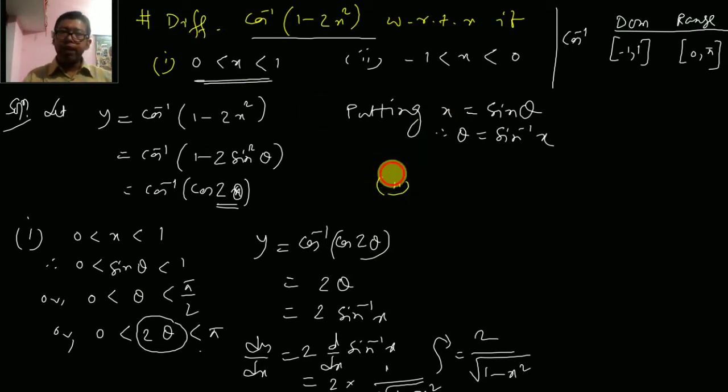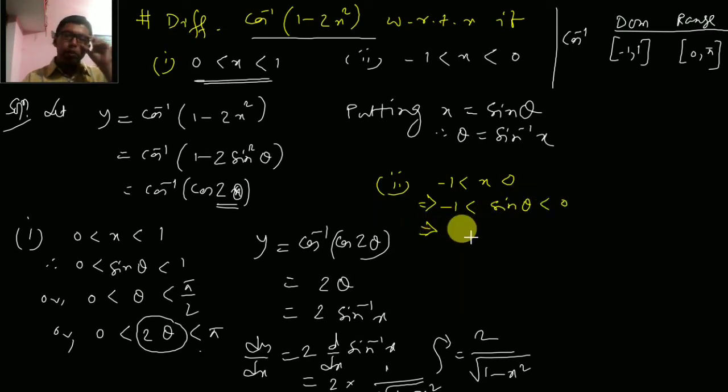For the second case, your domain is -1 less than x less than 0. That means -1 less than x. What is x? x is equal to sin theta. So write sin theta less than 0, isn't it? So -1. So this is minus pi upon 2, isn't it? Minus pi upon 2, because sin of minus pi by 2 is equal to -1. So this is theta and less than 0. Minus pi upon 2 less than theta less than 0.